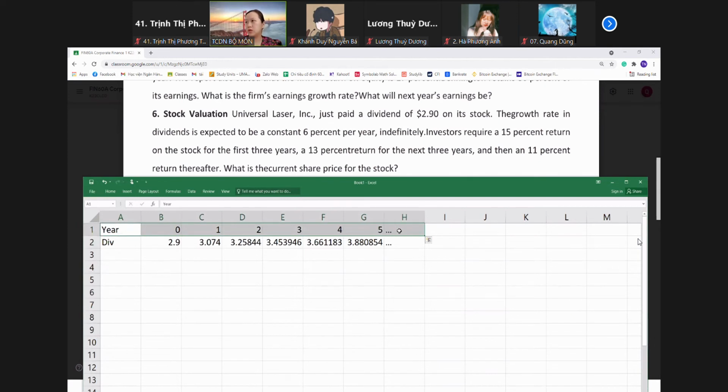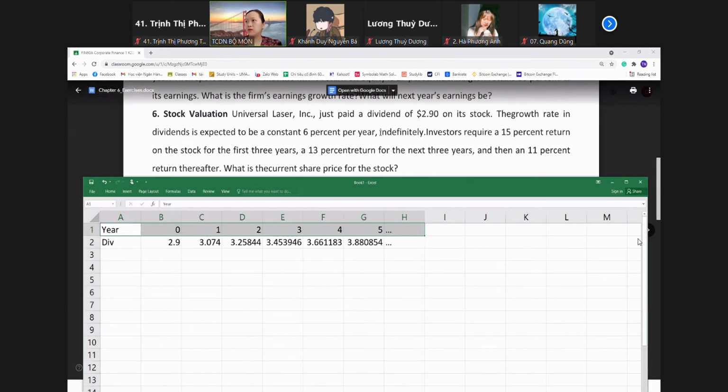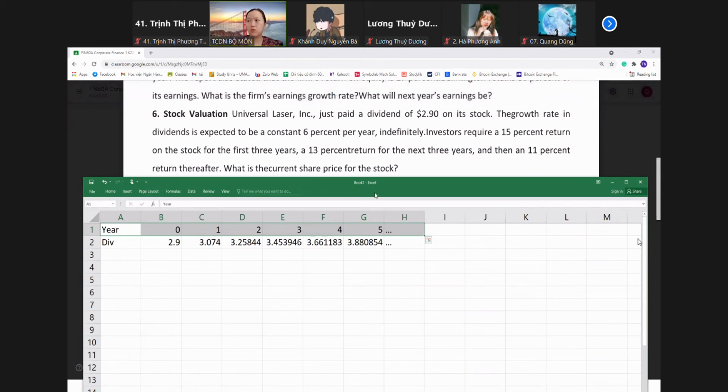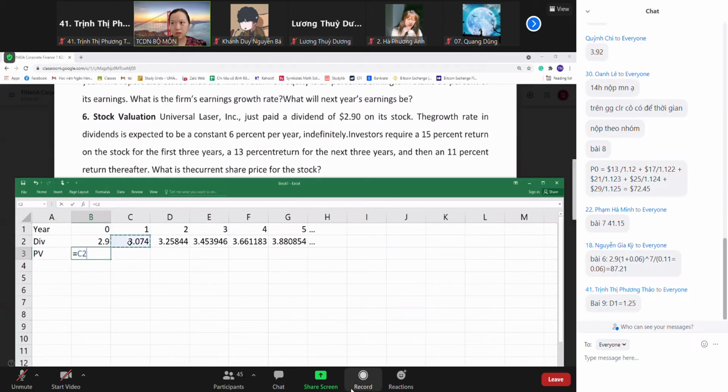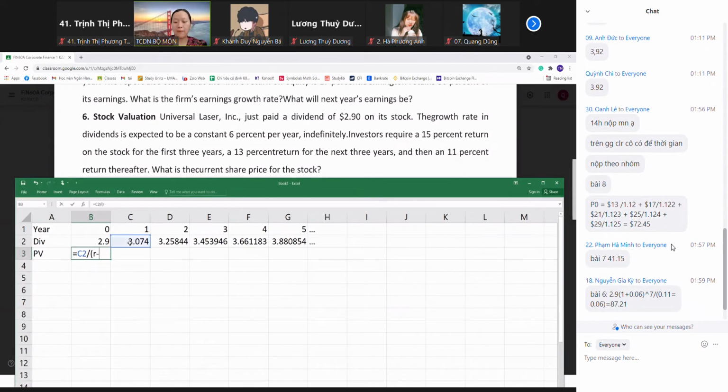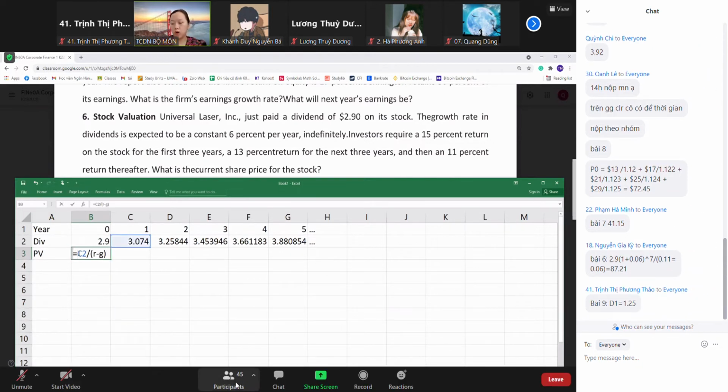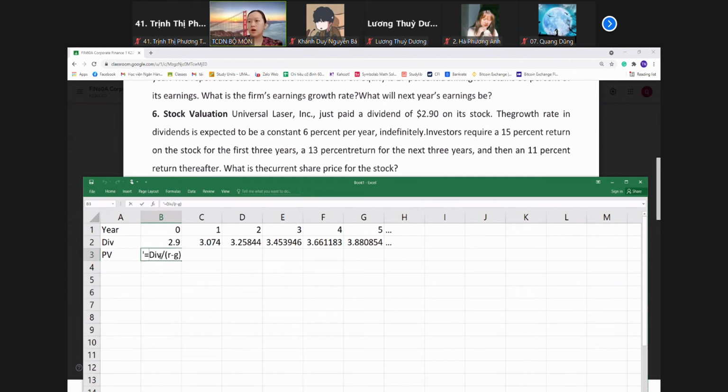It continues because here we have the word indefinitely. That means the cash flow will be forever, in infinity. So basically, when you estimate the present value or the current price of the stock, we will take the dividend in year 1, then divide by R minus G. This is the way we're going to do this case, right? Dividend number 1 to be exact. Dividend in year 1 is that much, with growth of 6%.